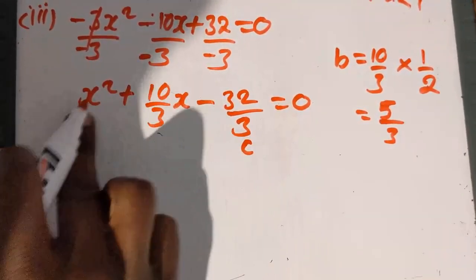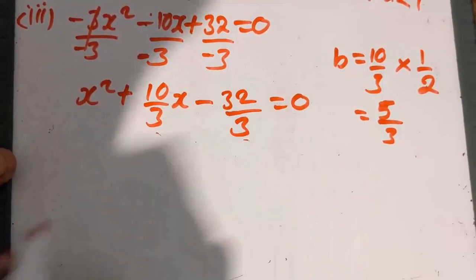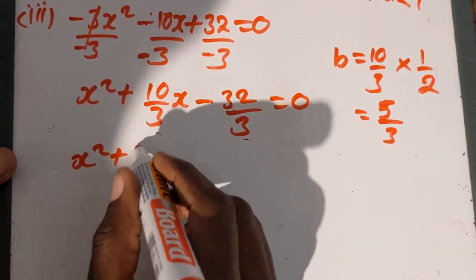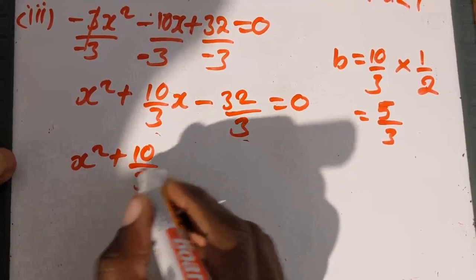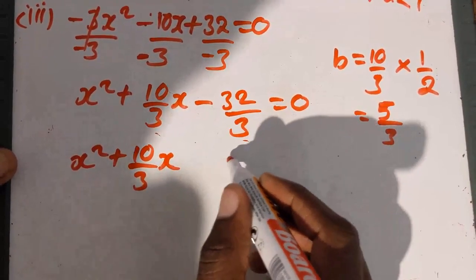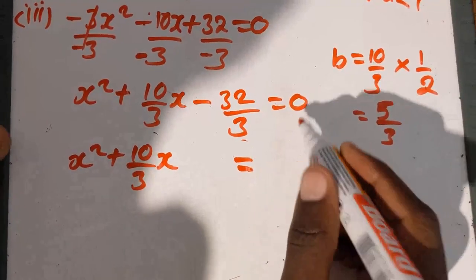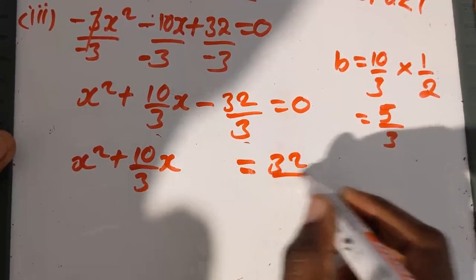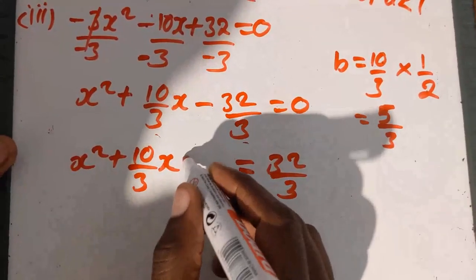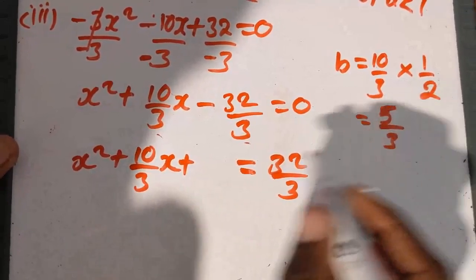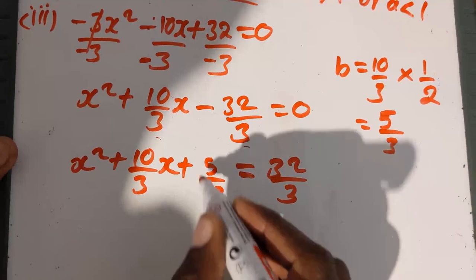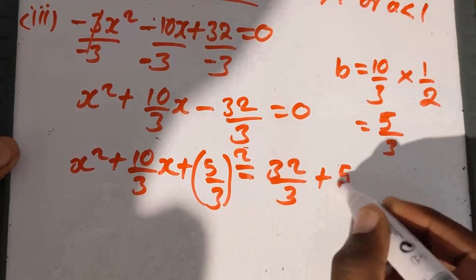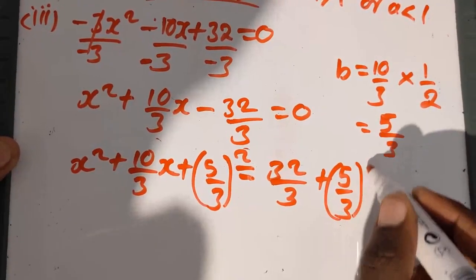Let's solve together. So this is going to be, you copy these two, so that is x squared plus 10 over 3x, then you leave the space, equal sign, then this becomes positive when it comes this side, that's going to be 32 over 3. Okay, so you add half of b, which is 5 over 3, but square it. Whatever you do this side, do it the other side. So that's going to be 5 over 3 squared.